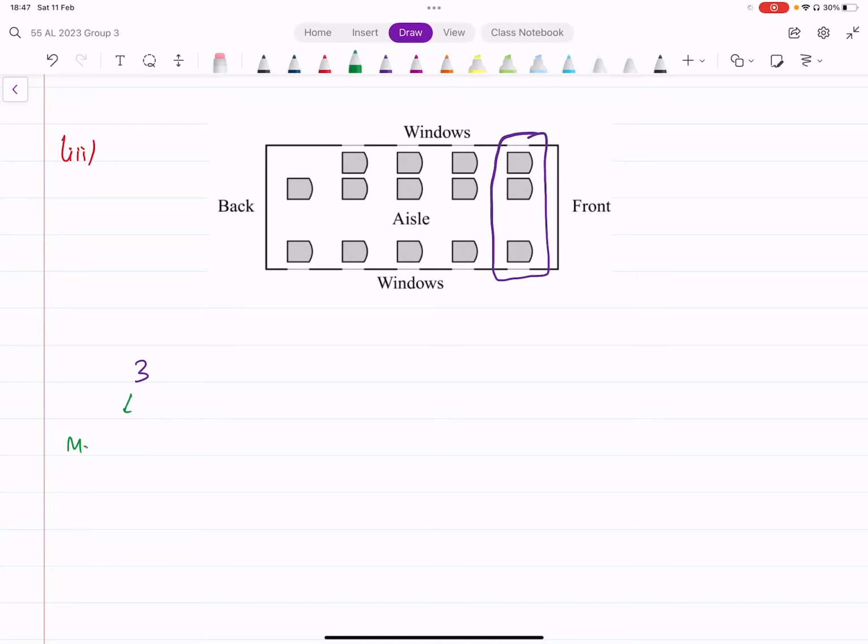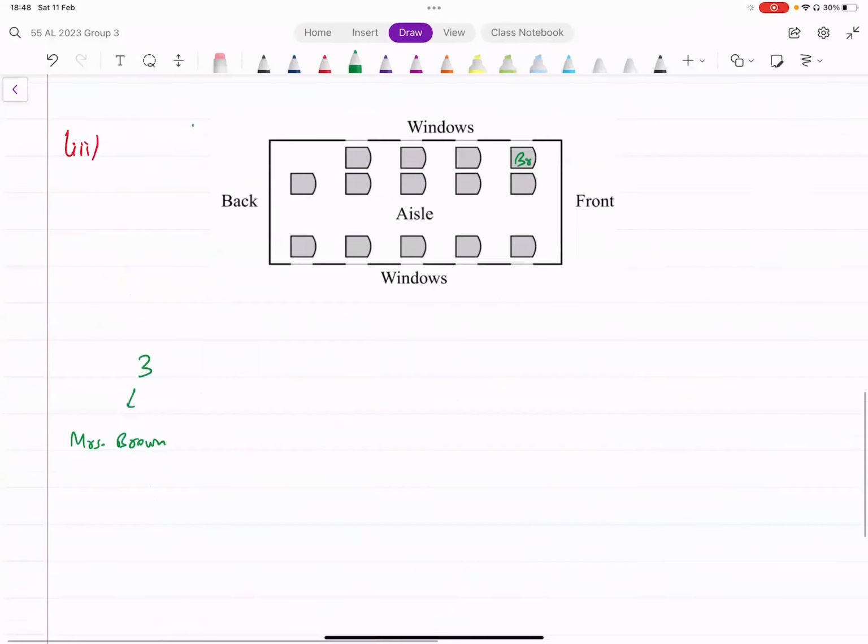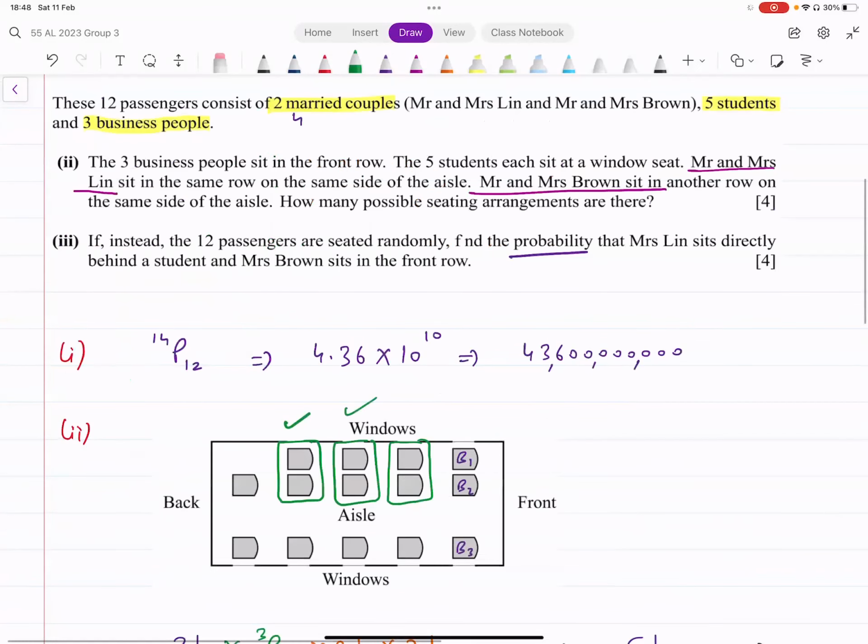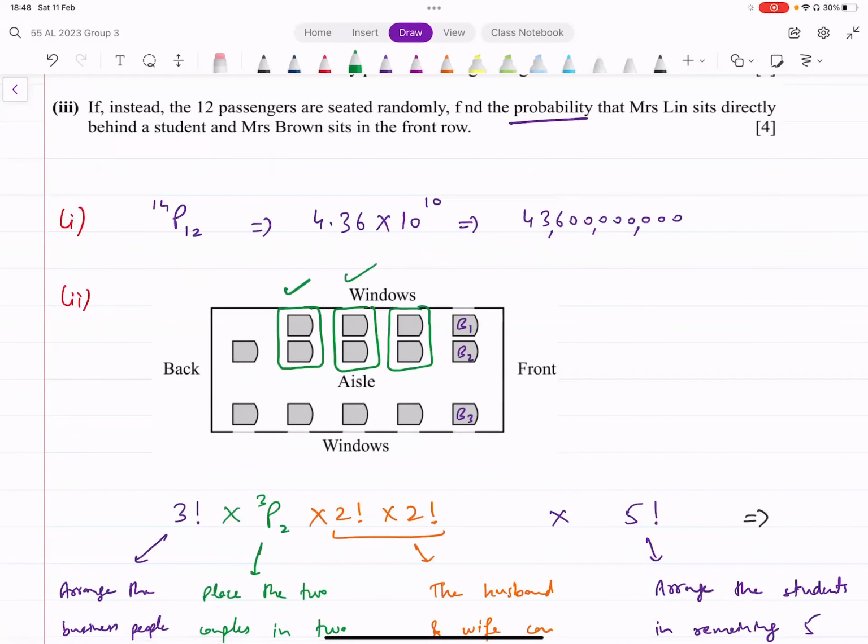So this is for Mrs. Brown. ये आपने Mrs. Brown को place कर दिया in the front row, on one seat in the front row. Let's say उनको आपने यहाँ पे place कर दिया. This is Mrs. Brown. Okay. Now, once Mrs. Brown is placed, उसके 3 different ways, right? हम यहाँ पे consider कर लिया. The other condition is that Mrs. Lin has to sit directly behind a student.